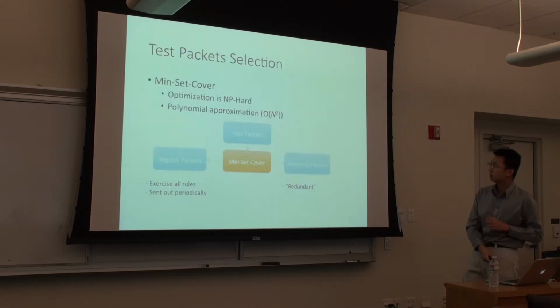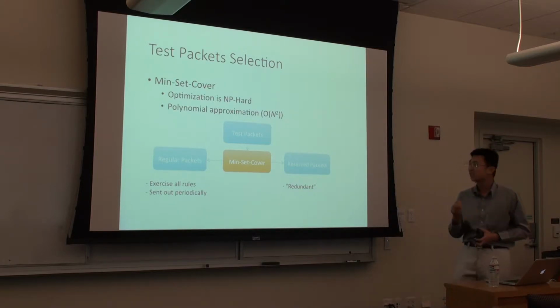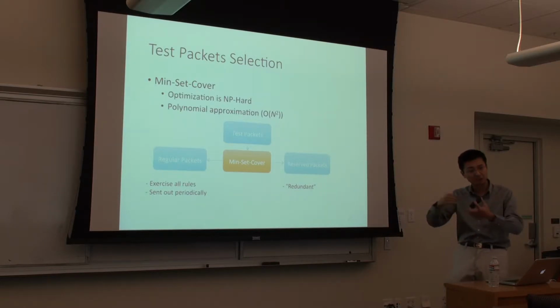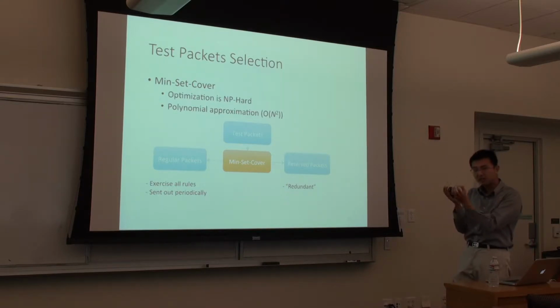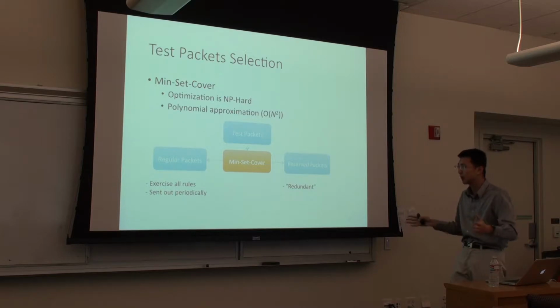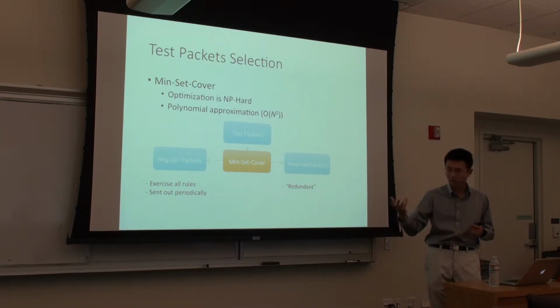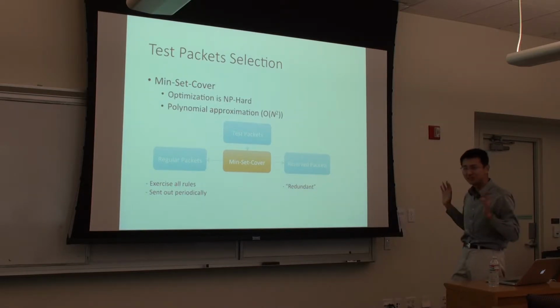Unfortunately, the min set cover problem is NP-hard. The optimization problem is NP-hard. But fortunately, there is a polynomial time approximation algorithm. Because we don't really need the exact min set cover, we can afford to send out some more test packets. So the test packets in the original all-pairs reachability table are divided into two parts by the min set cover. The result of min set cover becomes what I call regular packets, and then the rest are the reserved packets.